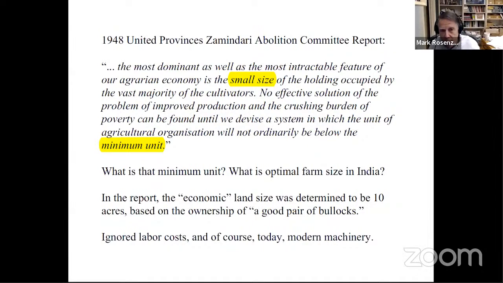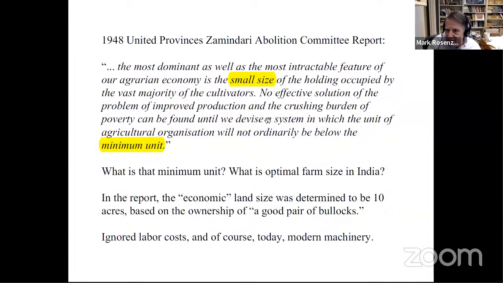And what you can see from this statement by the committee is they identified the small size of Indian farming as the number one impediment to achieving high productivity. Okay? And they thought that there ought to be some notion of a minimum scale of operation. And they decided that the minimum scale of operation would have something to do with the technology of farming. And so they determined that 10 acres was the appropriate minimum farm size for India, based on the idea that a bullock pair was necessary for operation, and that only a farm of 10 acres was consistent with the ownership of a bullock pair. Now, of course, they ignored labor costs, they ignored farm machinery, which wasn't prevalent in India at the time, but they had this idea that there was a minimum farm scale that would be optimal for India.